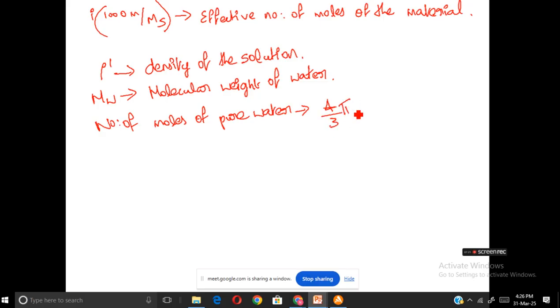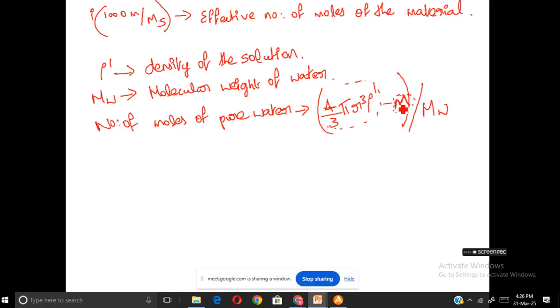4 by 3 pi r cube rho dash minus m, divided by Mw. This is the mass of the solution, 4 by 3 pi r cube, the volume, into density. And this is the mass of the dissolved material. So the mass of the solution minus the mass of the dissolved material gives you the mass of the water. Mass of water divided by the molecular weight gives you the number of moles of pure water. So 4 by 3 pi r cube rho dash minus m, divided by Mw, is the number of moles of pure water in the solution.